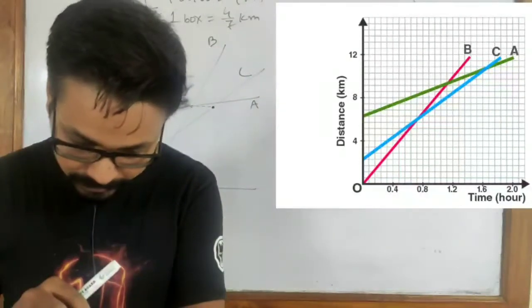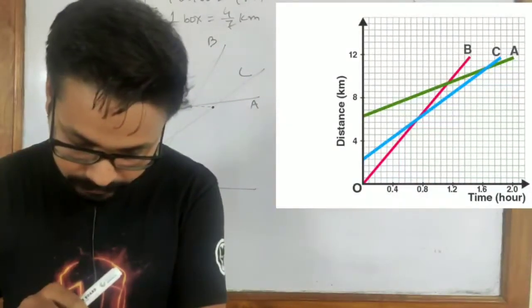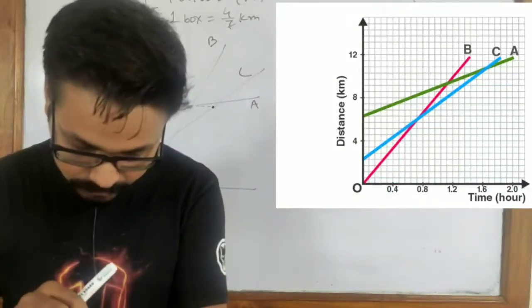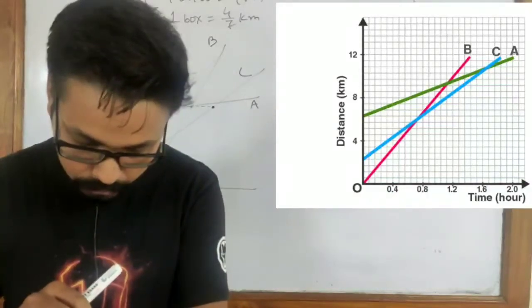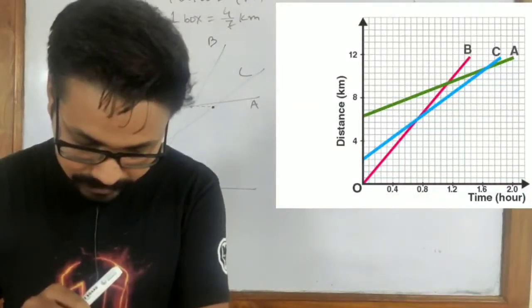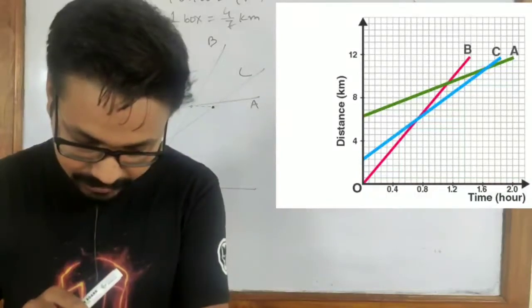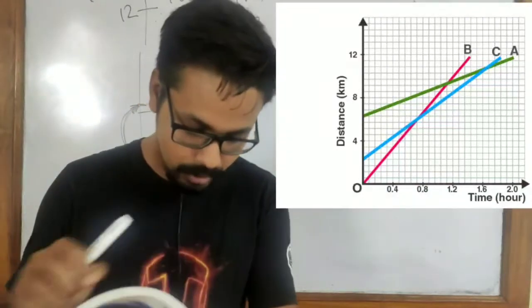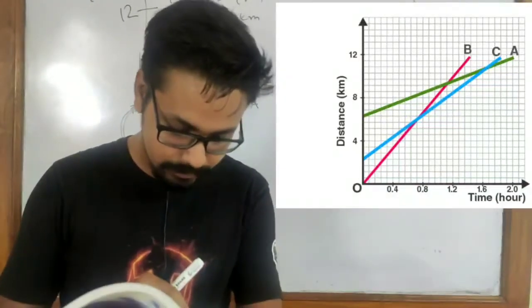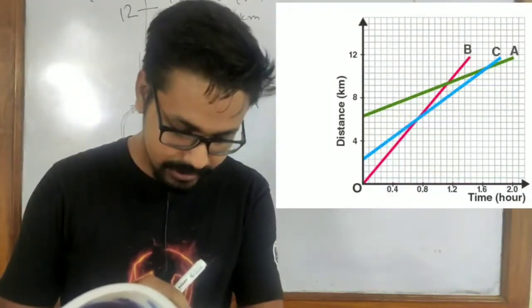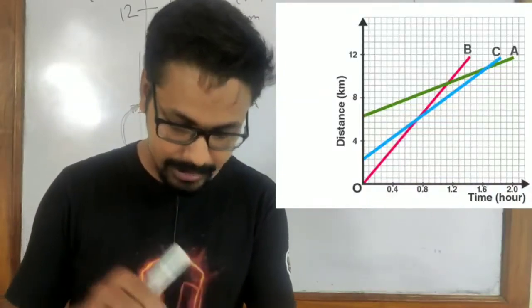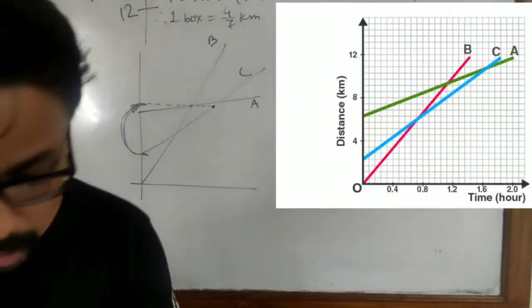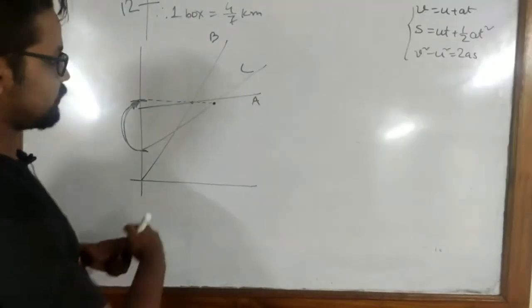Then we have to move to 8, 9, 10, 11, 12, 13. I think it's 13 boxes. Let me do it again. It is 1, 2, 3, 4, 5, 6, 7, 8, 9, 10, 11, 12. Okay, it is 12 boxes. So C has covered or traveled 12 boxes.